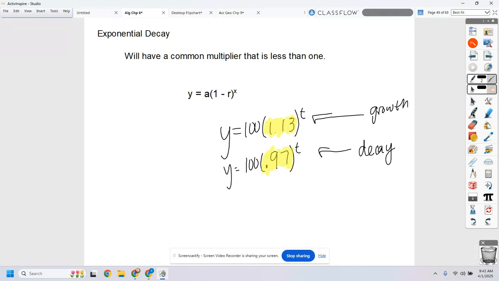0.97. So that one would be a decay function. And you want to be able to tell the difference by looking just at the equations and why they are that way. So if the multiplier is bigger than 1, it's going to be growth, like the blue graph. If the multiplier is less than 1, it'll be decay, like the red graph. Now let's practice.